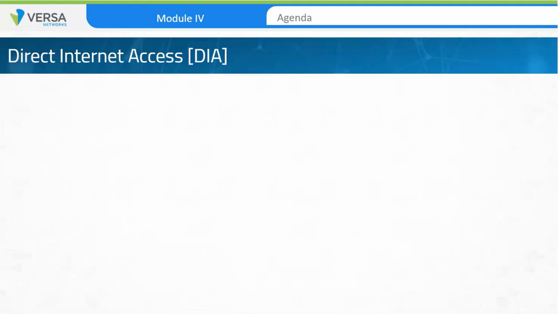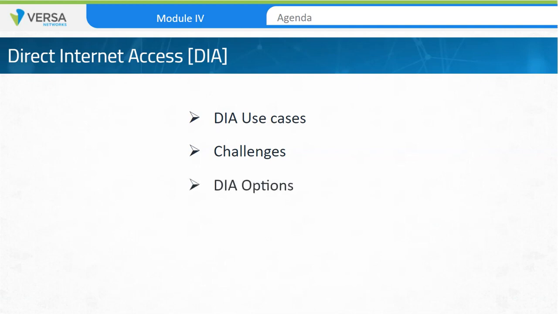Module 4, Direct Internet Access, or DIA. This module includes DIA use cases, challenges, DIA options, and multi-exit DIA. Before we discuss DIA, we'll review how organizations use centralized internet access for their networks.